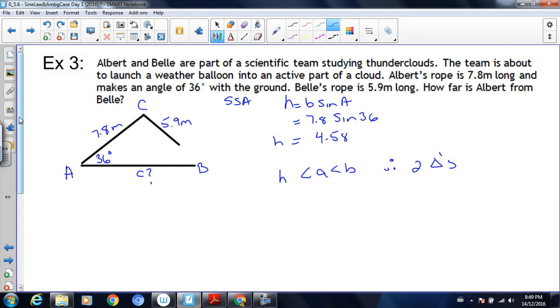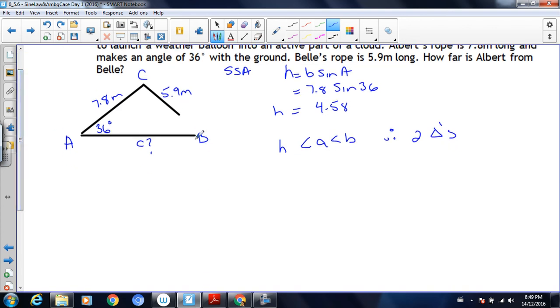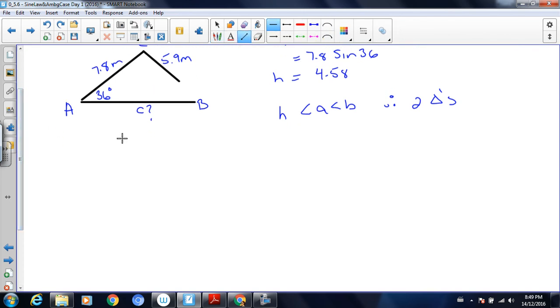Again, we have two triangles, so in this case, there are two answers for triangle C. Remember, one triangle is acute, one triangle is obtuse. Let's start with our acute triangle.